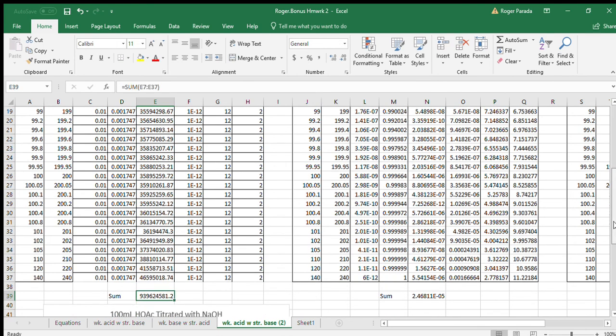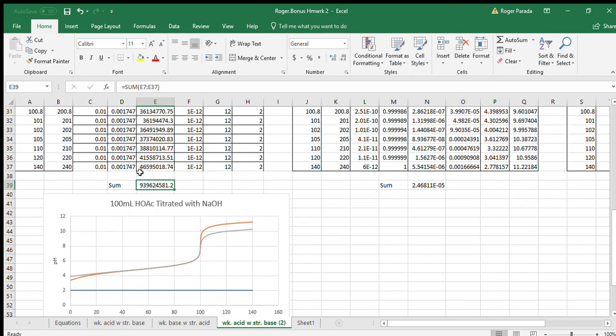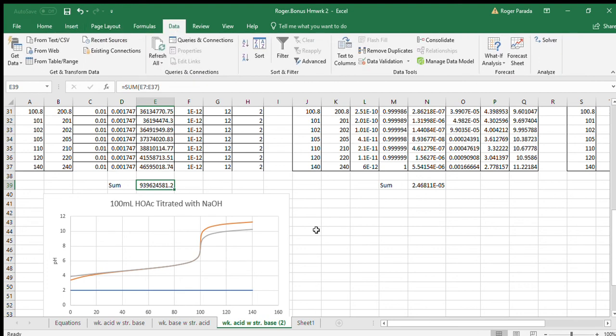And what you want to do, you'll have values very large, and the ones for the other tables are very small. This is 2.46 times 10 to the negative 5. This one's to the negative 7. So what we want to do is click the cell, data, and you're going to want to add Solver to Excel. If you don't have it, just look online how to add Solver to your Excel. And you're going to click on Solver.